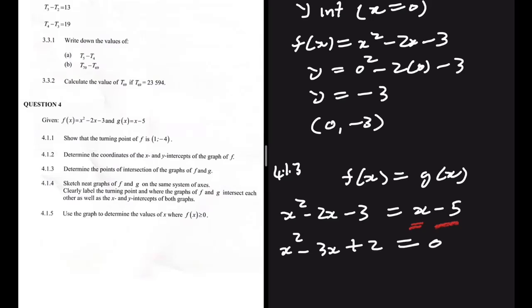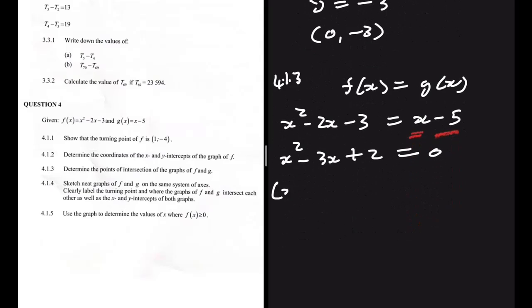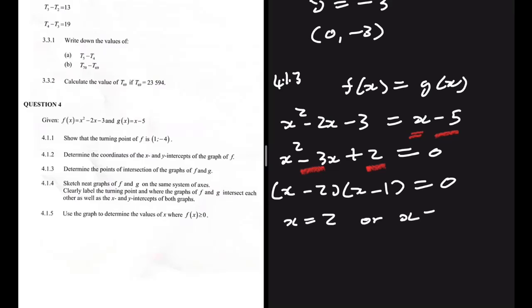We can simply factorize this, so let's open our two brackets equal to 0. Again, the key question: two numbers that when I multiply I get 2, but when I add I get minus 3. That is minus 2 and minus 1. So I'm going to have (x minus 2)(x minus 1), so x equals 2 or x equals 1 is where our graphs intersect.